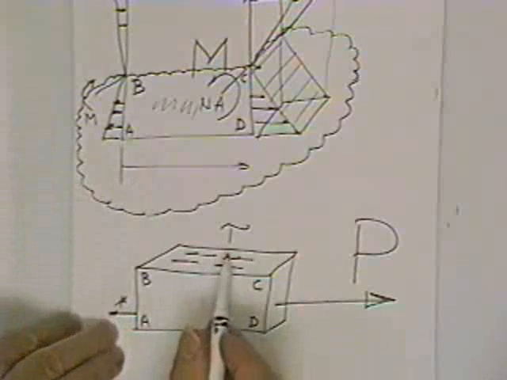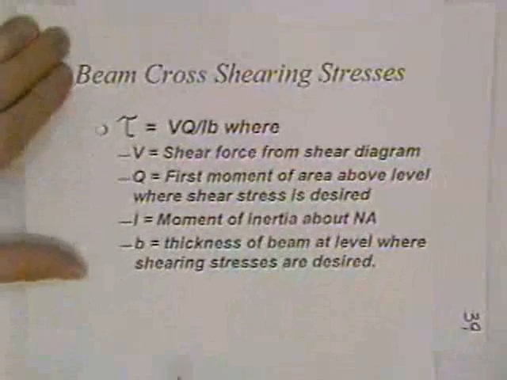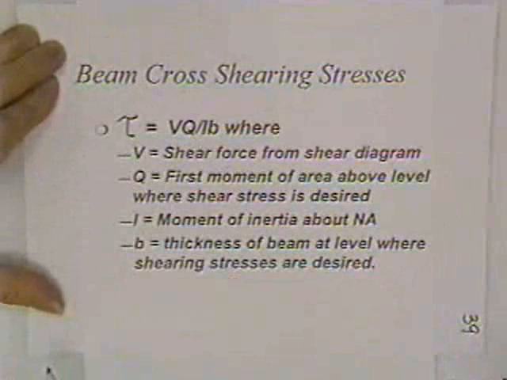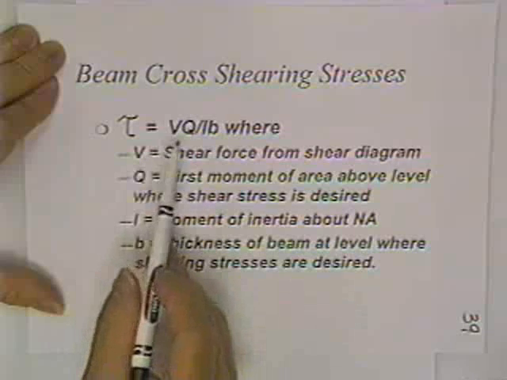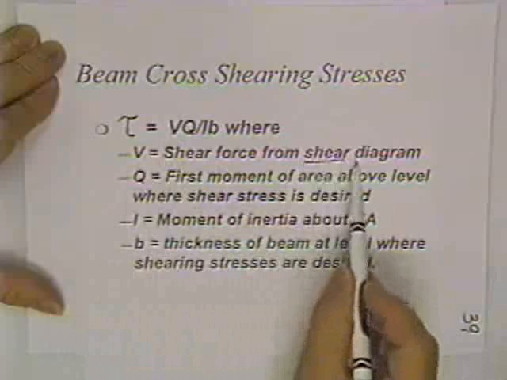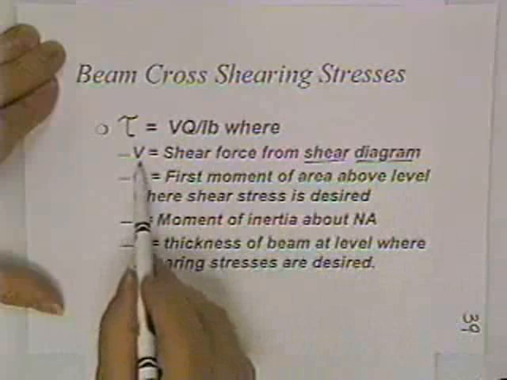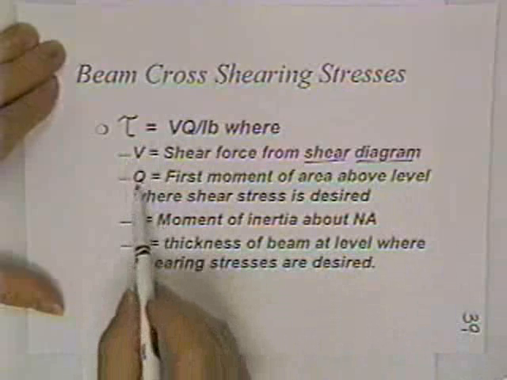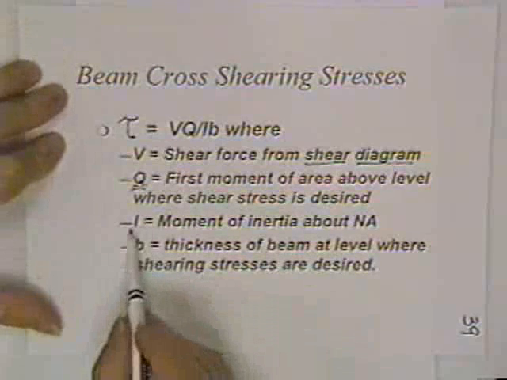Now, I'm not going to derive that, although it's easy enough to do. But the equation for those shearing stresses is VQ over IB. That's also in your book, where the shear V comes from the shear diagram that you drew. If you want to know where the biggest shear occurs in the beam, probably a good bet is to go where you get the biggest shear on your shear diagram. Q is a little strange. I'll show you how to do that.